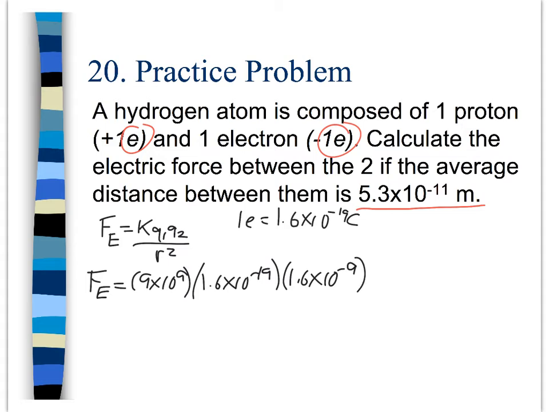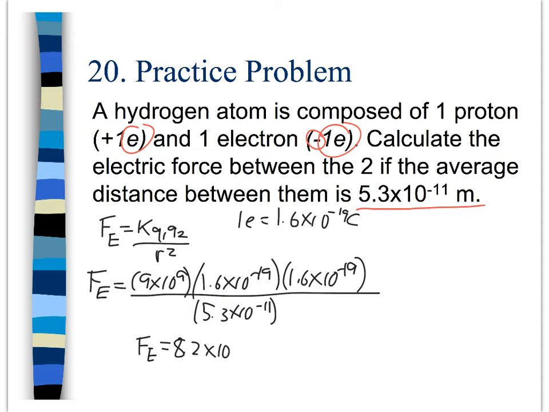Notice I'm not including my negative sign at all here for the electron. In this equation, we only put in the magnitude of the charge, and we're going to ignore whether it's positive or negative, and we'll deal with that separately. We then divide by that distance, 5.3 times 10 to the negative 11th squared, and we end up getting a force here of 8.2 times 10 to the negative 8th newtons.